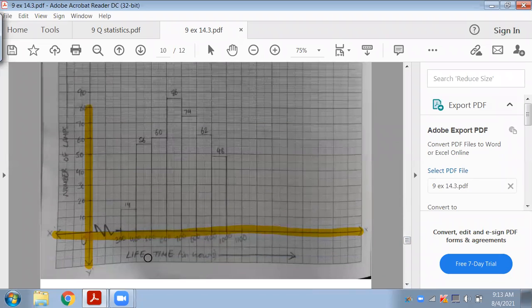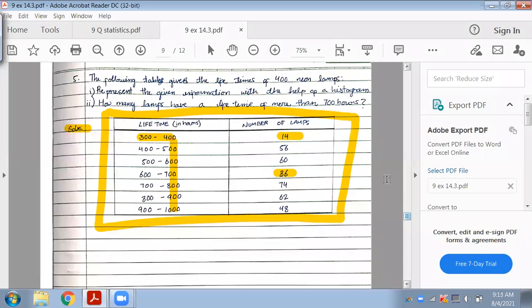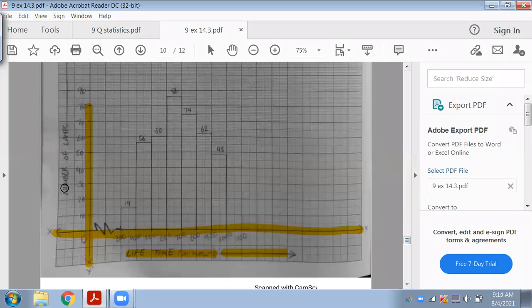Now, along the x-axis, we have taken the first column, that is lifetime in hours. So write that and put an arrow. And on the y-axis, we have taken the frequency, and the frequency here, it is what? The second column. The second column is number of lamps. So along the y-axis, we're going to put number of lamps and put an arrow.